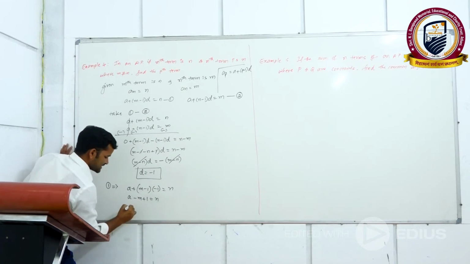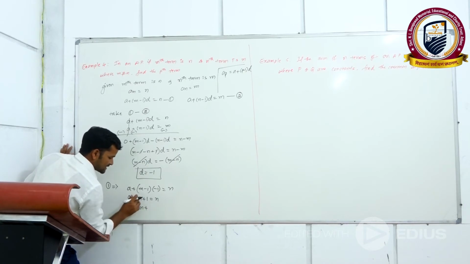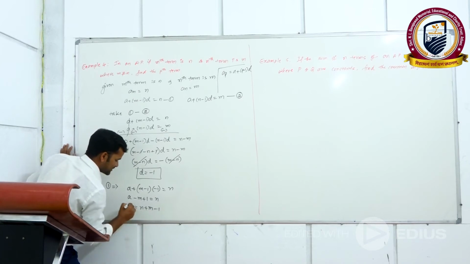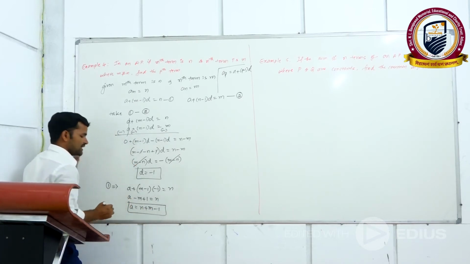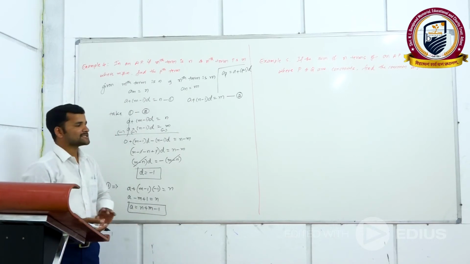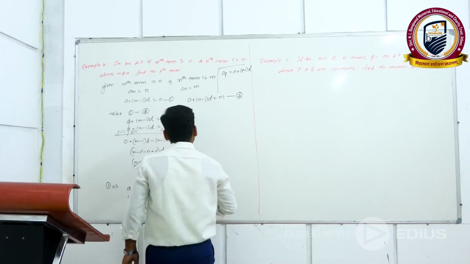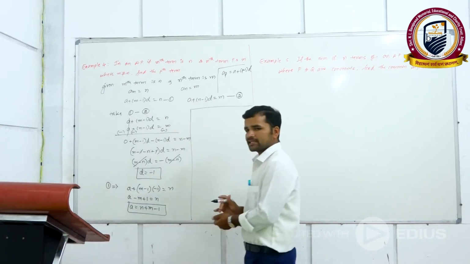Send these to the right hand side. a is equal to, in the right hand side consider n, minus m becomes plus m, and plus 1 becomes minus 1. What is the first term a? a is nothing but n plus m minus 1. That is the first term. d is minus 1. Now we can easily calculate the pth term.